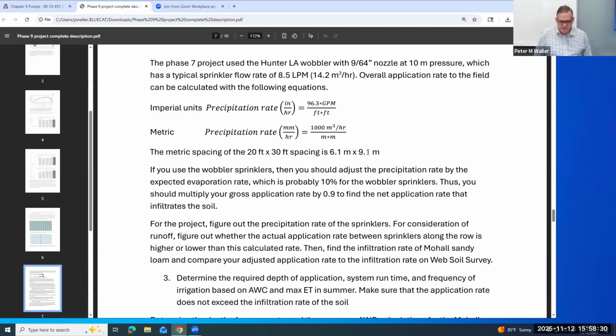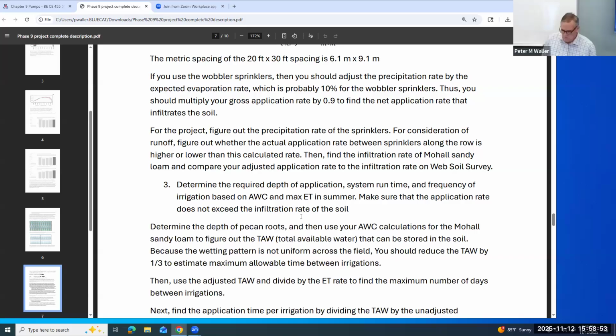And then for the application rate, remember we have evaporation. So I think I would multiply it by 0.9 to get the net application rate. And then you can compare that to the infiltration rate of the soil, which you'll find in Web Soil Survey for the Mohall Sandy Loam. Remember, we're putting this field on Mohall Sandy Loam soil. So that's one thing: check to make sure the application rate doesn't exceed the infiltration rate of the soil.